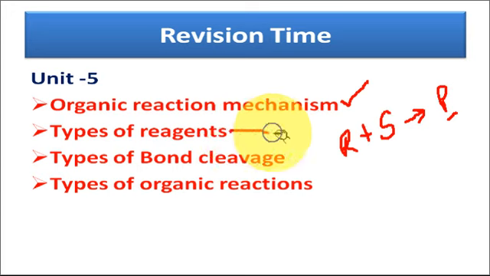So reagents attack the substrate molecule. This is the organic molecule. So first important term is the reagent. On the basis of the electron donating or electron accepting tendencies, the reagents are of two types, electrophiles and the nucleophiles. Then we have discussed the types of bond cleavage, homolytic and the heterolytic bond cleavage. Homolytic cleavage always results in the formation of the free radicals, while heterolytic cleavage results in the formation of the carbocation and the anions.